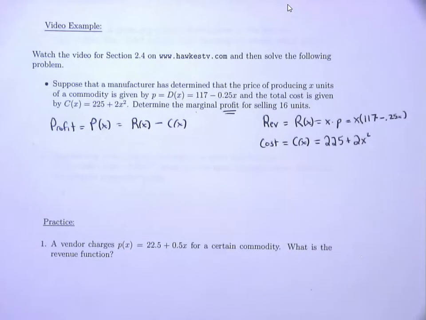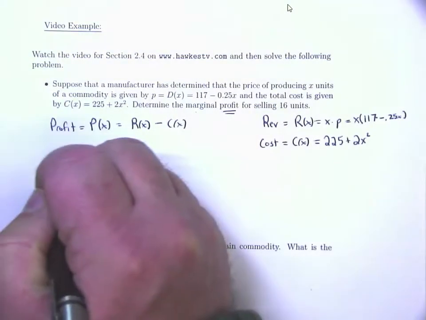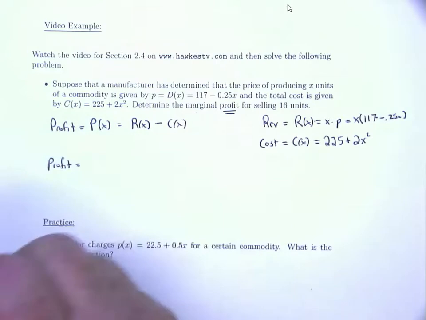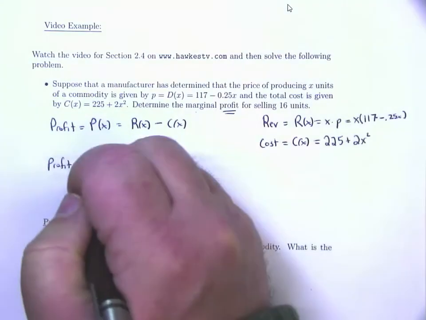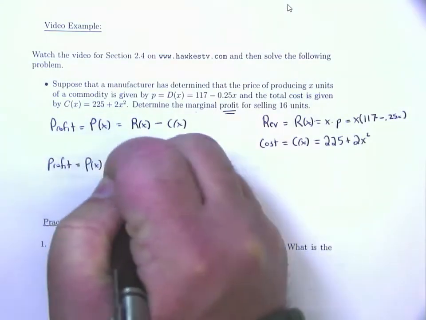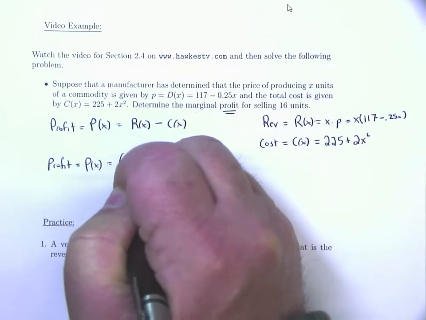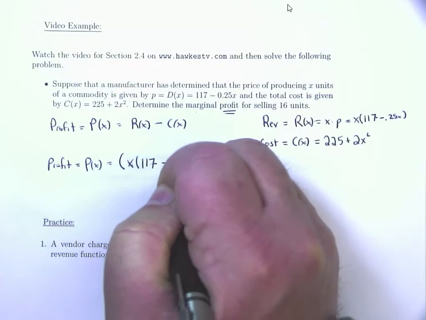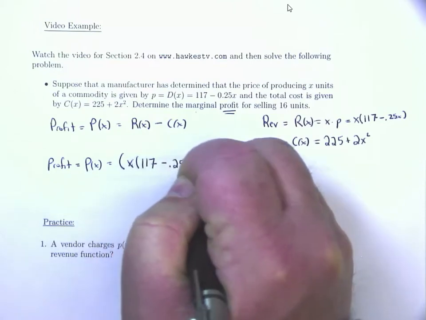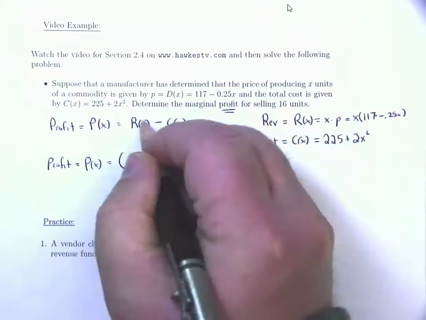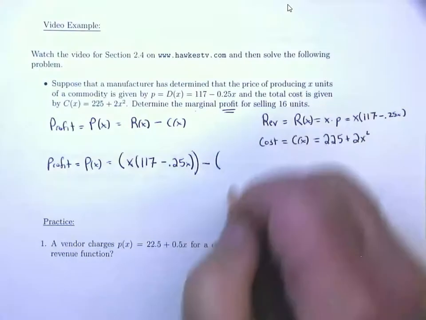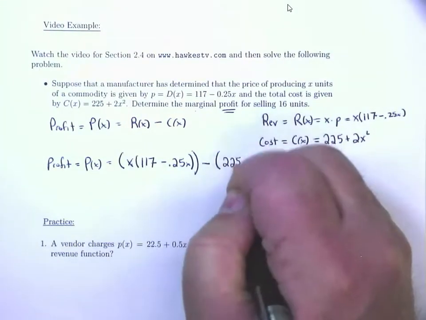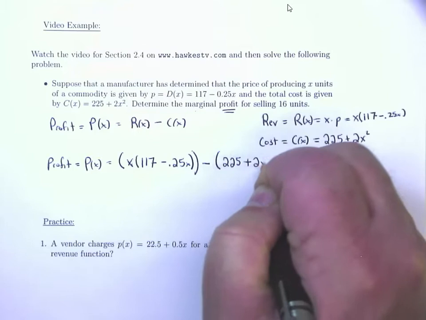Does that make sense? Now, let's come up with your profit equation. Your profit is going to be equal to, we call it big P of x here, your revenue, which is x times (117 minus 0.25x), with parentheses around your revenue, minus parentheses around the cost, 225 plus 2x squared.